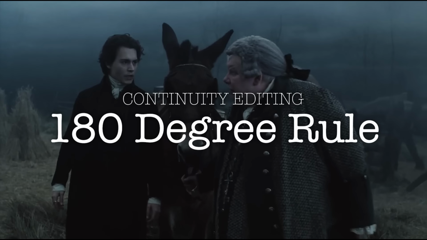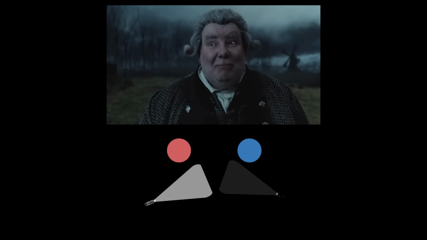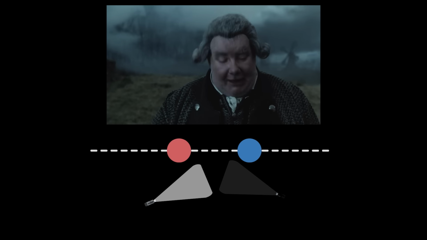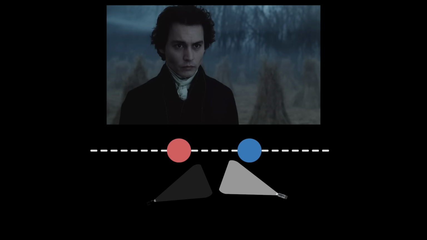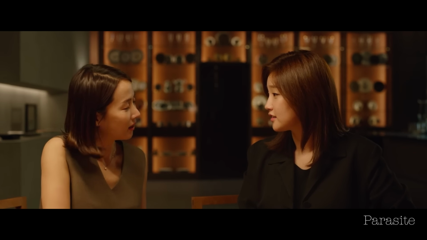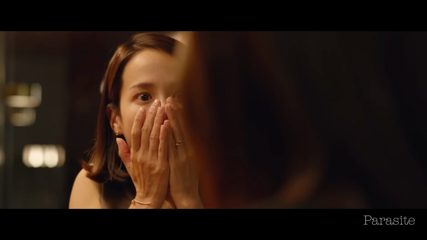Now this is a good time to mention the 180-degree rule. When cutting within a scene, such as with dialogue, continuity editing states that you shouldn't cross the invisible line of action. Crossing the line changes the perspective and quickly disorientates the audience. When this rule is broken, it's usually for good reason, like in Parasite when Jessica crosses the line between her and Mrs. Park.